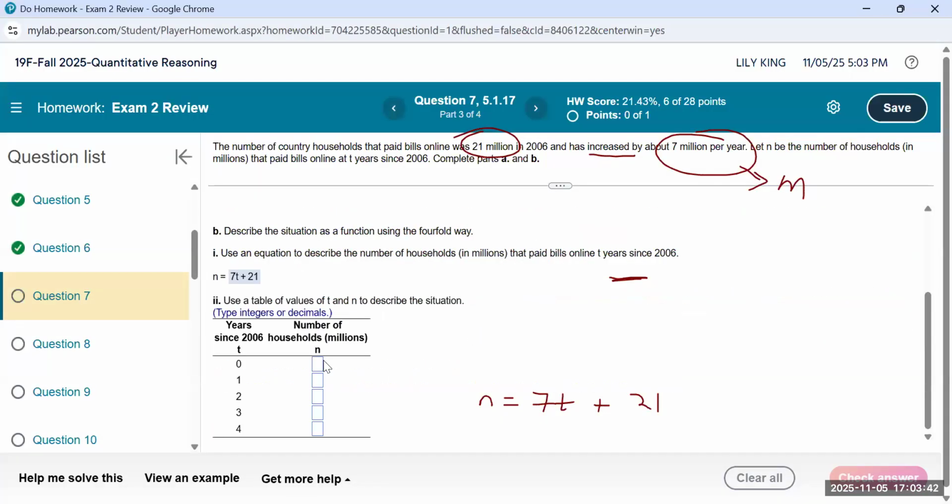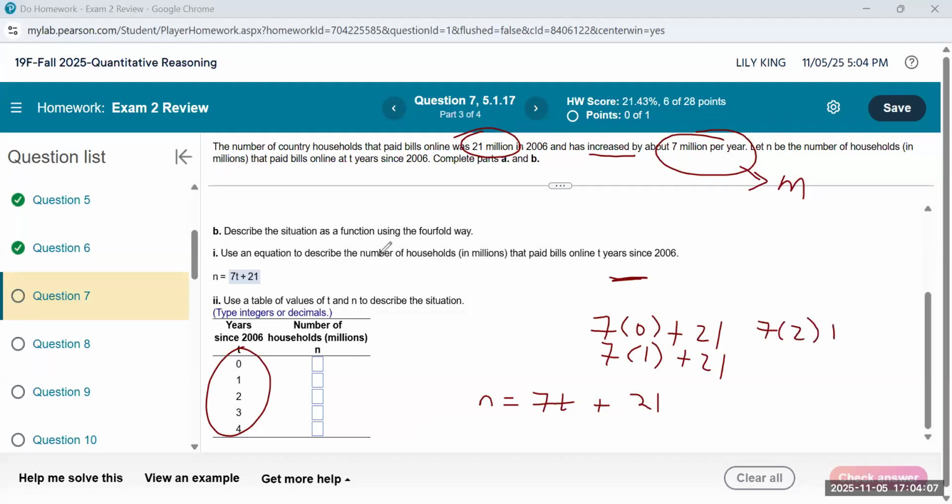And now using the equation, we can complete a table. So wherever you see t in the equation, you plug in the values under t. So if t is 0, your n is 7 times 0 plus 21, which is 21. If your t is 1, 7 times 1 plus 21. If your t is 2, 7 times 2 plus 21. If your t is 3, 7 times 3 plus 21. If your t is 4, 7 times 4 plus 21.